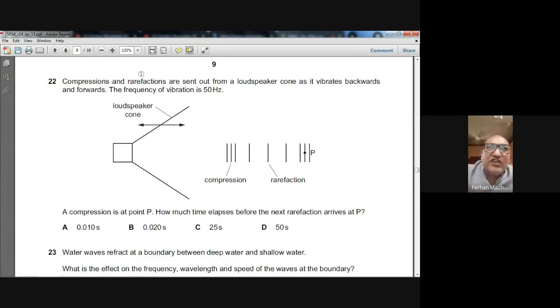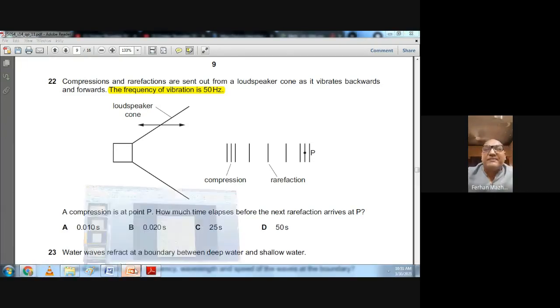The frequency of this wave is given. If you know the frequency, you can easily find out the time period. So the time period will be 1 by f, 1 by 50 hertz. Once you know the time period, just divide it by 2, you will get the time after which another compression will reach this rarefaction. The time between the rarefaction and the upcoming compression is half the time period.